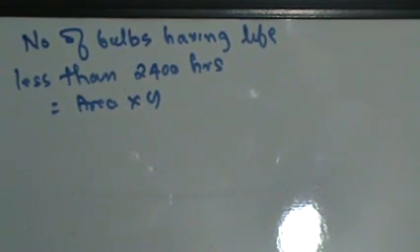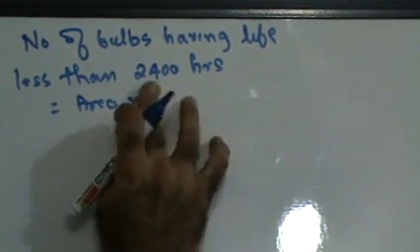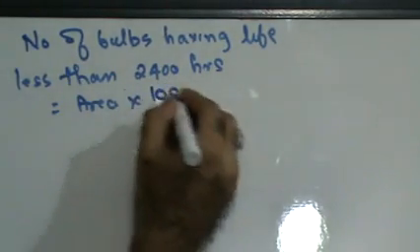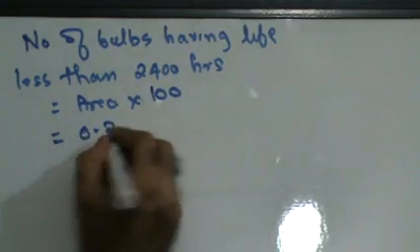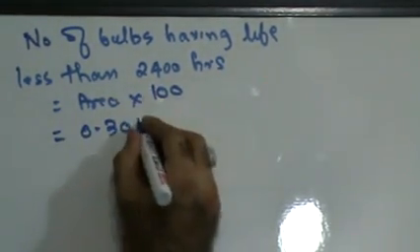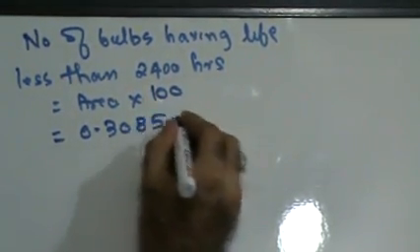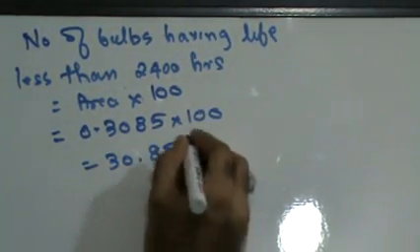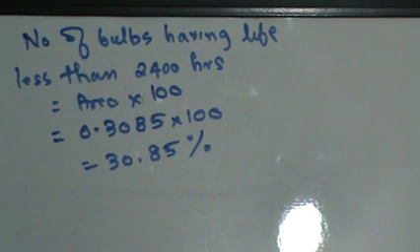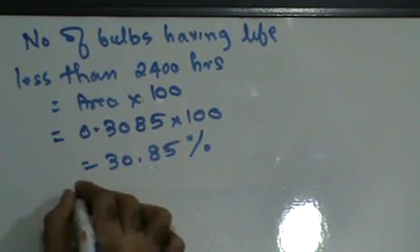Okay, so in that case, you cannot find out the number of bulbs, you will have to find out in terms of percentage only. So that means this is going to be 0.3085 into 100. That means 30% of the bulbs have a life of less than 2400 hours. How do we get this? Next, let's see the next part of this question, guys.